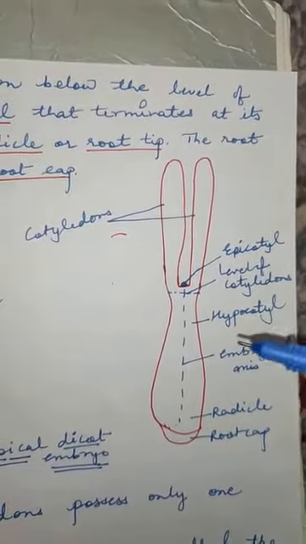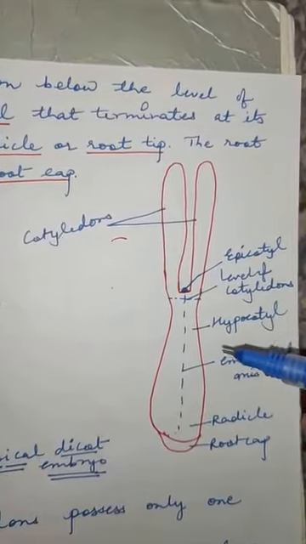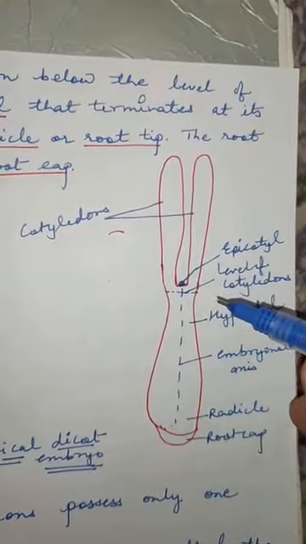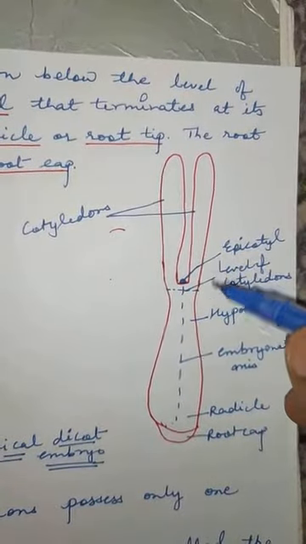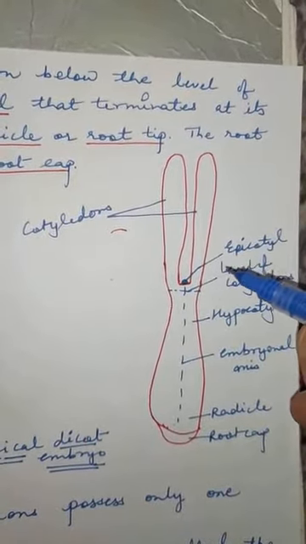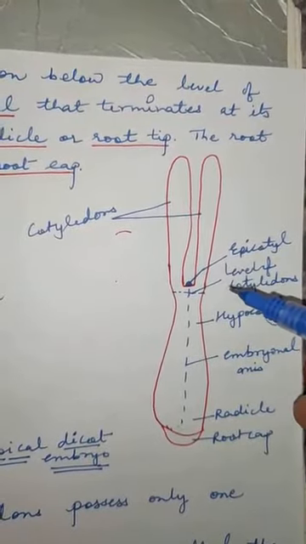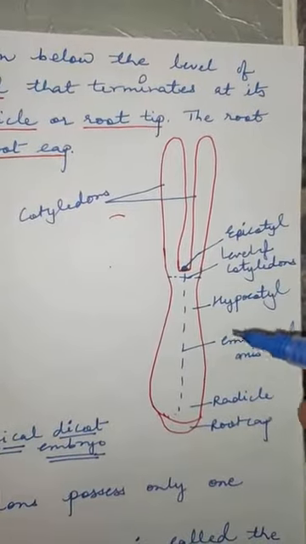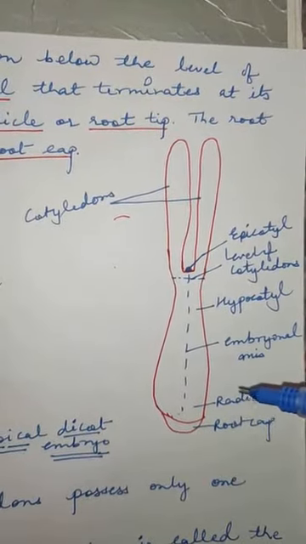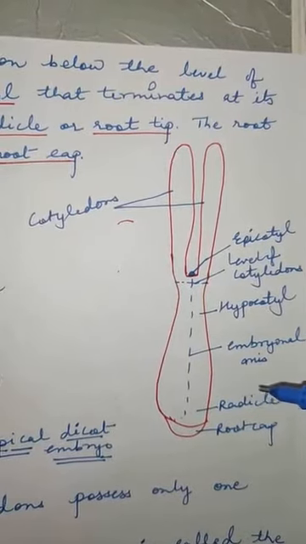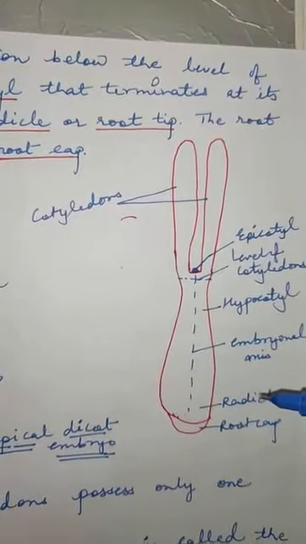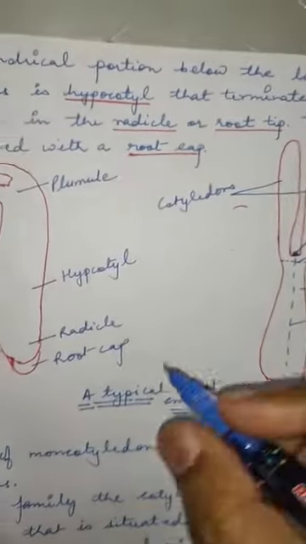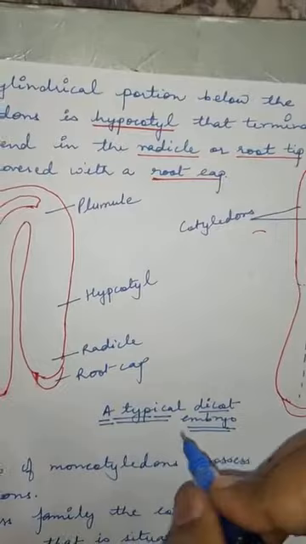So the portion of embryonal axis above the level of cotyledon is epicotyle. Clear? Epicotyle. And below the level of cotyledon is hypocotyle. Where does it terminate? Radical. That terminates at the lower end in the radical or root tip, right? And it is covered by a root cap. Clear? So this is the typical dicot embryo structure.